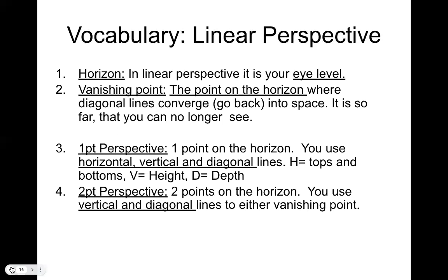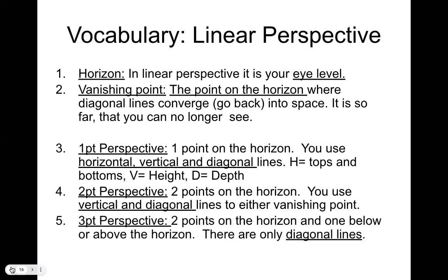In two point perspective, we'll have a horizon and there will be two points on that horizon. You'll only use vertical and diagonal lines in this type of perspective. So your verticals are going to be your height, and your diagonal lines will go to the right or to the left to your vanishing points.